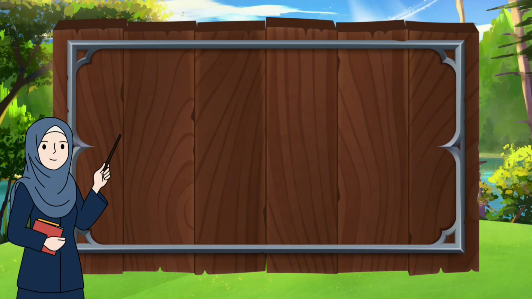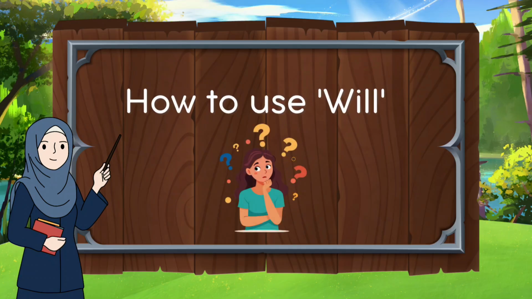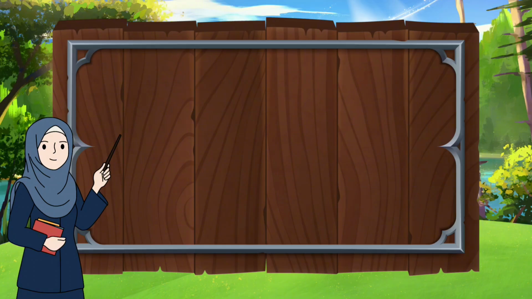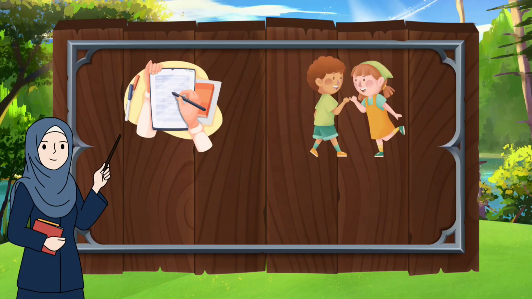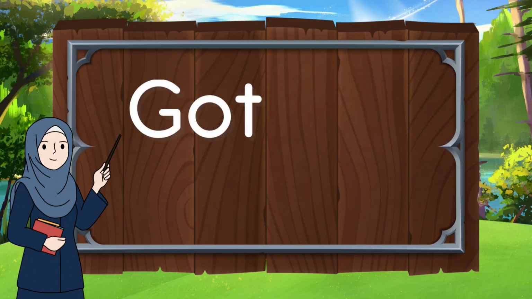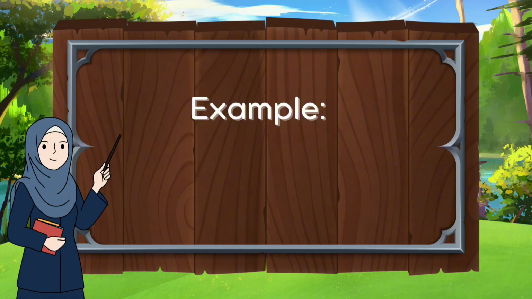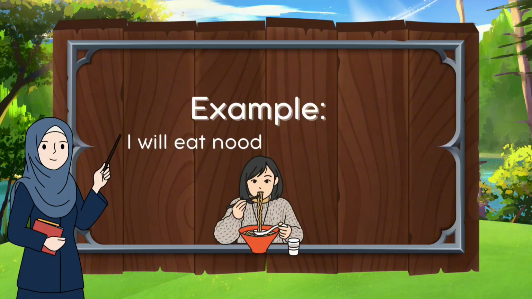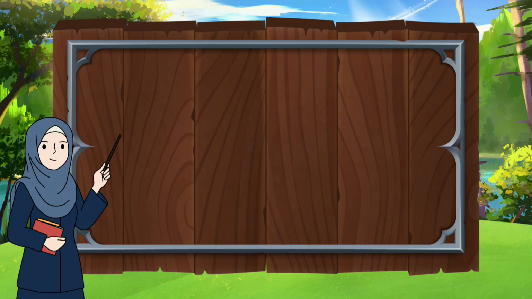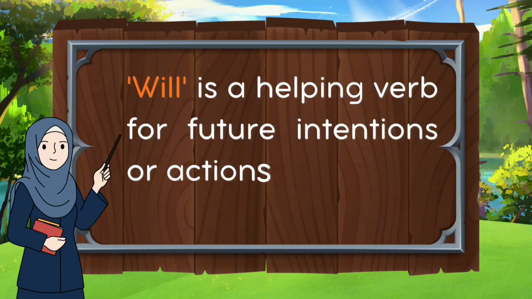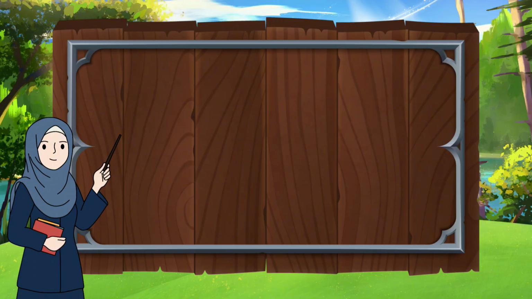Alright everyone, now that we have seen the example from the story, let's talk about how to actually use this word will. So, we use will when we want to talk about something that is going to happen in the future, something that we plan to do, promise to do, or just think will happen. Got it? For example, if I say I will eat noodles after class, that means I'm not eating now, but I plan to do it later. So, we can say will is a helping verb for future intentions or actions.